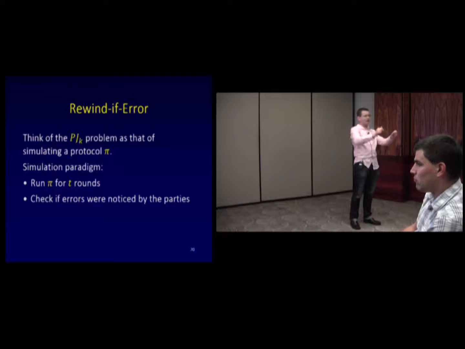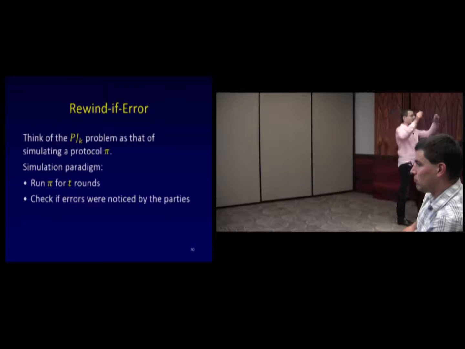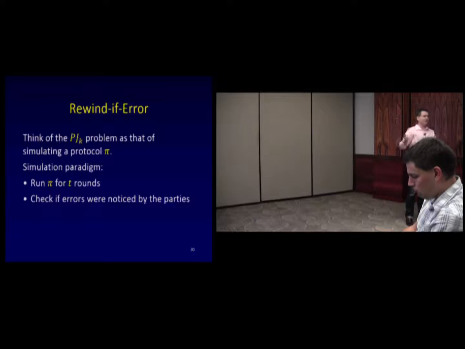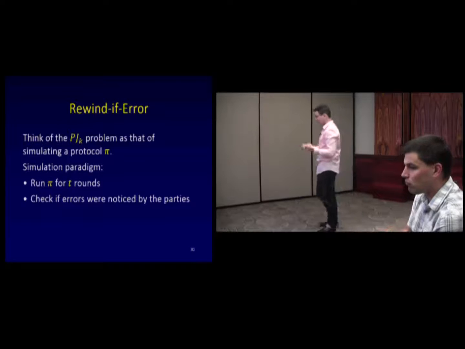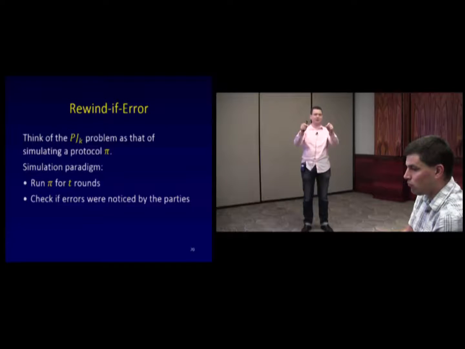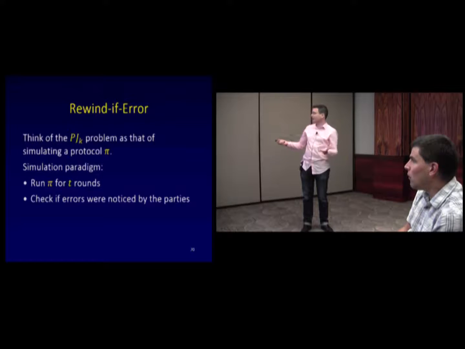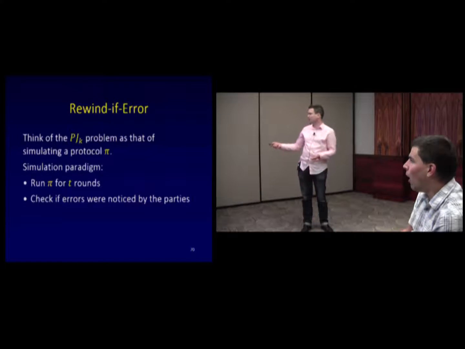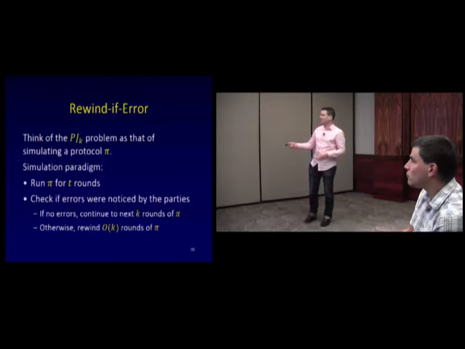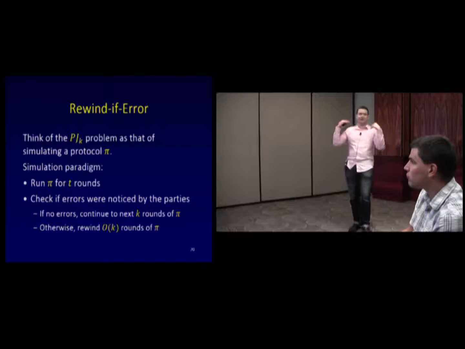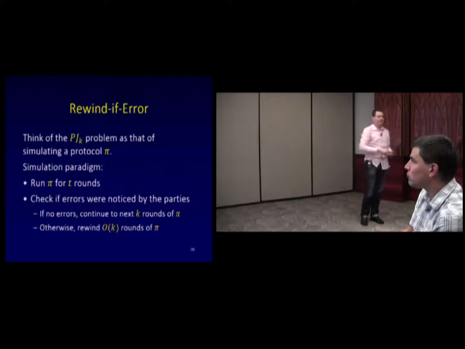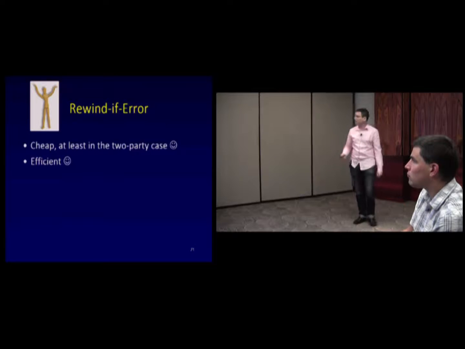So they run for a while, and they hope that they're still synchronized. When an error is introduced, the parties will think they're in different places. Like in the simple example I showed in the beginning, Alice and Bob will think they're in different places in the protocol tree. Then they can use some kind of hashing to check if errors happen. If no errors, they're happy and they continue. If errors happen, they rewind and try to get back to the place before an error was introduced.